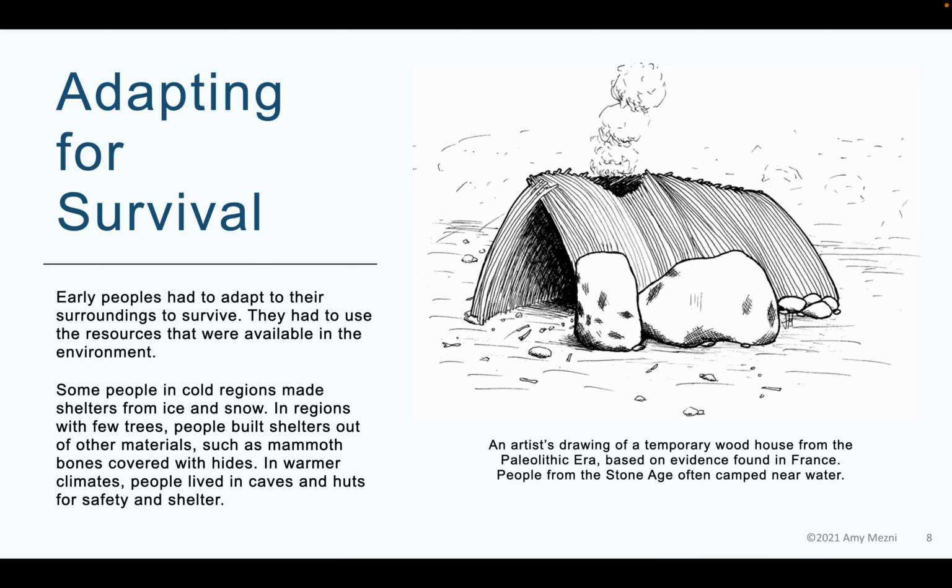So some of the adaptations that we would see for survival is that they would adapt to their surroundings. Depending on where they would live, they had certain resources available to them, and that's how they would adapt to their environment. Some people in cold regions would make their shelters from ice and snow, maybe like an igloo. In regions that didn't have many trees, they would build shelters out of other materials. So even mammoth bones would be used. They'd cover those with hides, and they would use that as their shelters. And then in warmer climates, some people would simply live in caves and huts for safety and shelter.